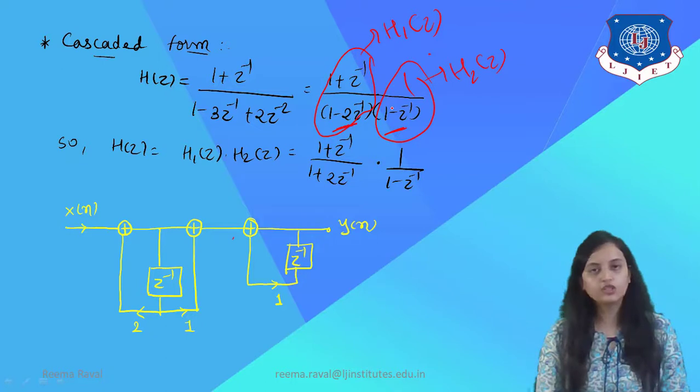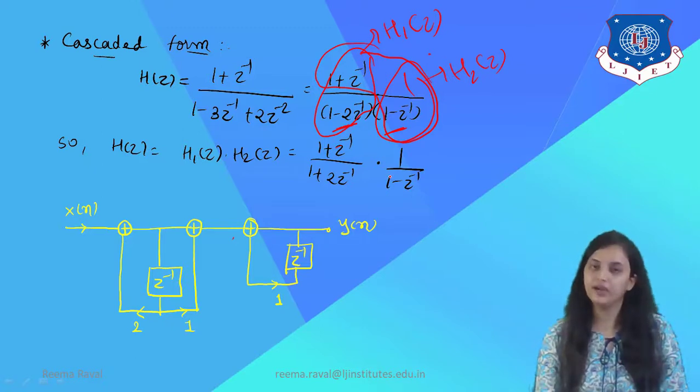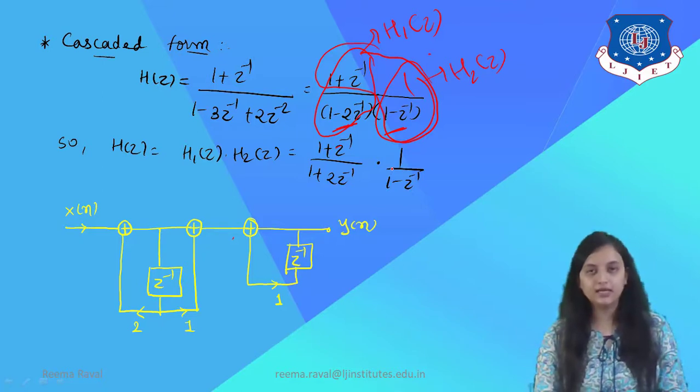Here it is also possible to take this part as H1(z) and 1 upon this part as H2(z). That may be variable. If it is asked to you to find all the possible combinations to realize cascaded connection, you have to indicate all the possibilities for this.